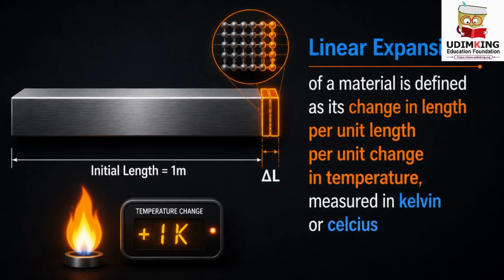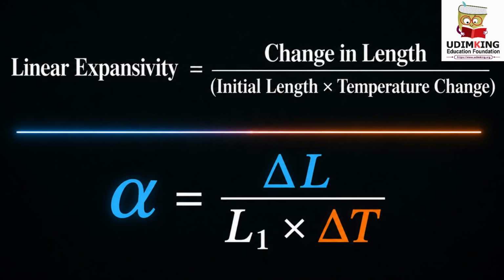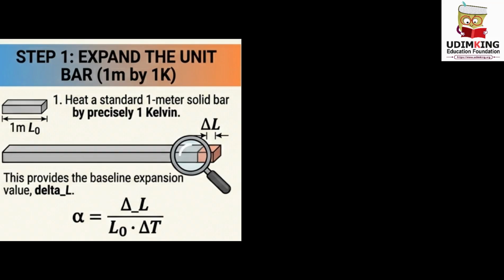The linear expansivity of a material is defined as its change in length, per unit length, per degree change in temperature. By breaking this fraction down step by step, you will see exactly why those length units vanish. First, let's look at the top of our fraction, the numerator. Here, we have the change in length. Because this is a physical distance, its standard scientific SI unit is meters.